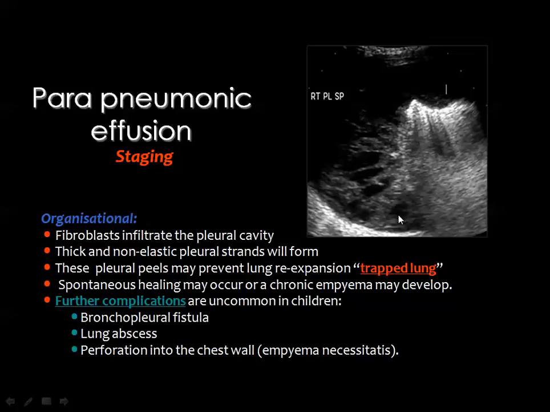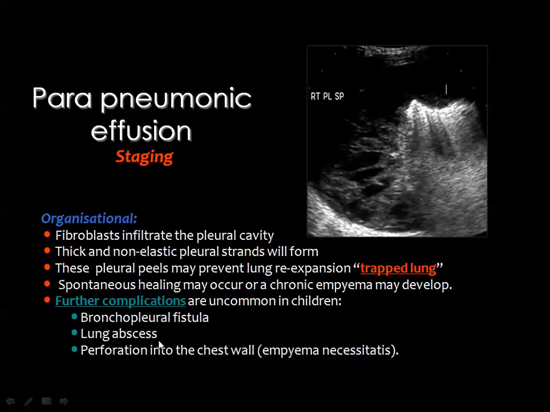Then the follow-up or the sequence of development of these strands in the pleural fluid are better followed by ultrasound rather than CT. And here you can see a pleural collection with complete strands within the collection, transforming it into multiple loculi.